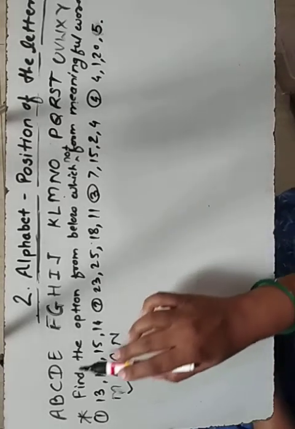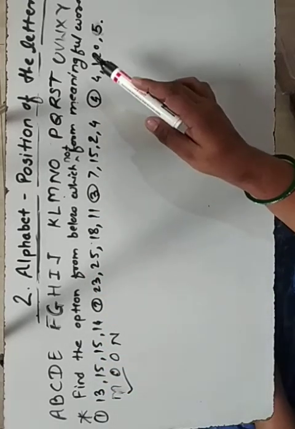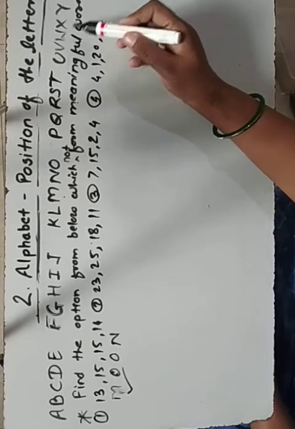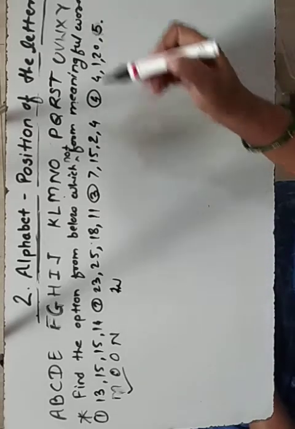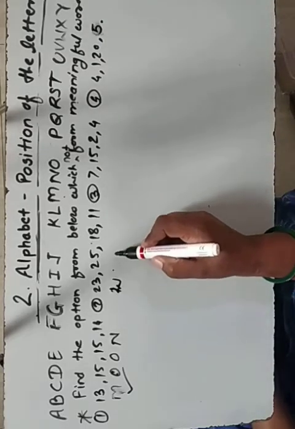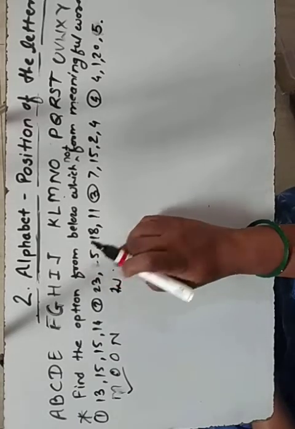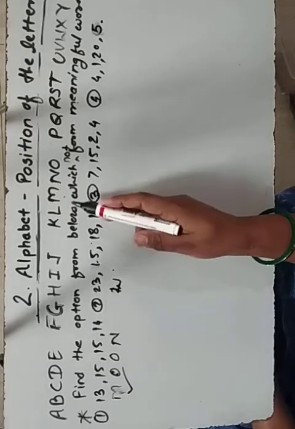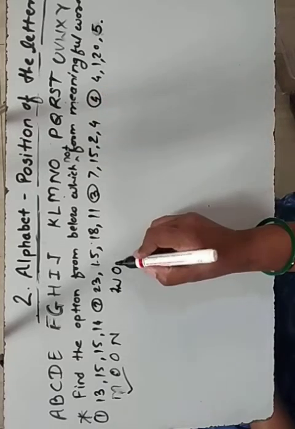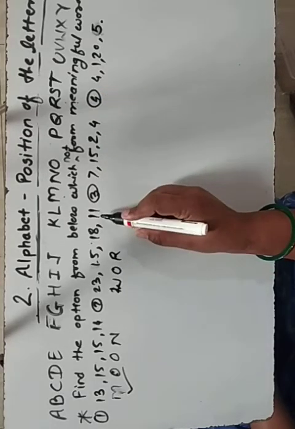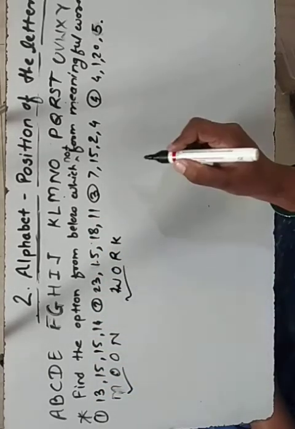So 23: 21, 22, 23, it is W. 25 is Y. Here you take 15, not 25. 15 is O. 18 is R. And 11 is K. Just count 5, 10, and read this. So work. It is also a meaningful word.